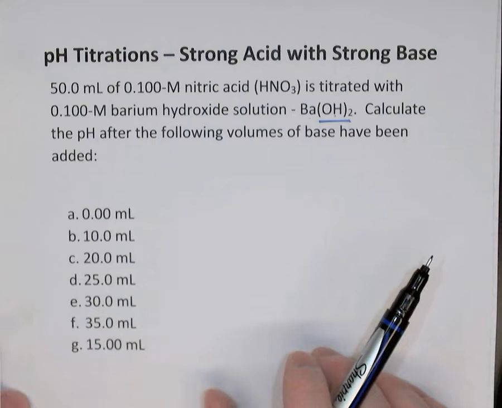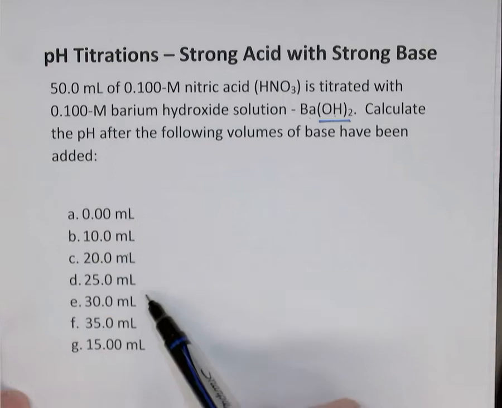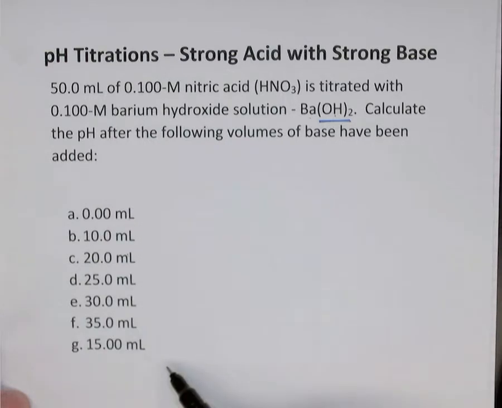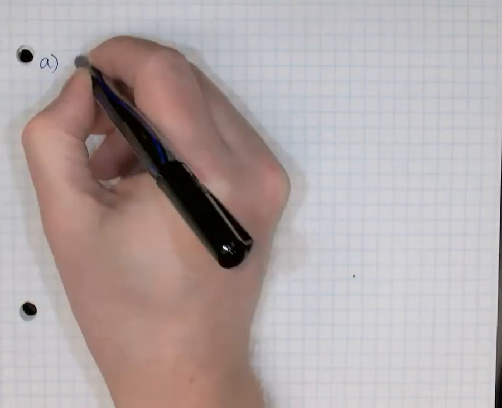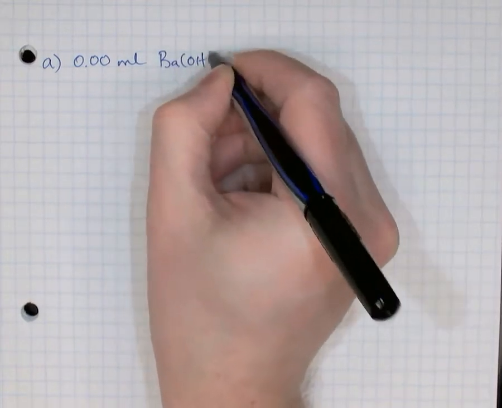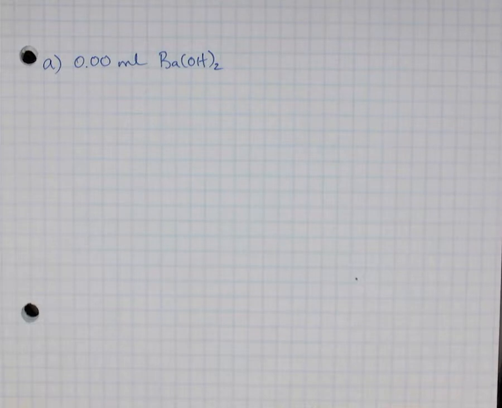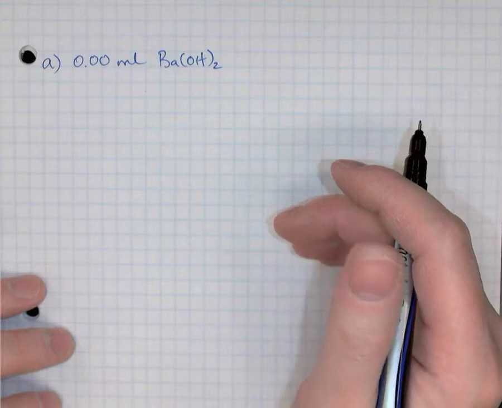In a pH titration, you're actually finding the pH at various points in the titration, up to the equivalence point and beyond the equivalence point. So let's jump in. If you think you know what you're doing, you can pause the video and try this yourself. Otherwise, go along with me. So we're going to start with 0 milliliters of base having been added. So part A, 0 milliliters of barium hydroxide have been added. If we've added no barium hydroxide, then really we're just finding the pH of the nitric acid solution.